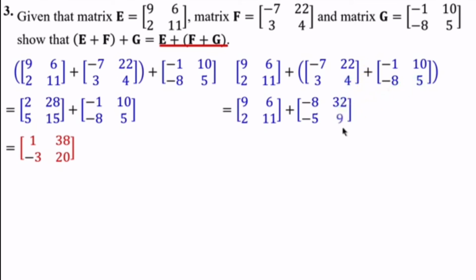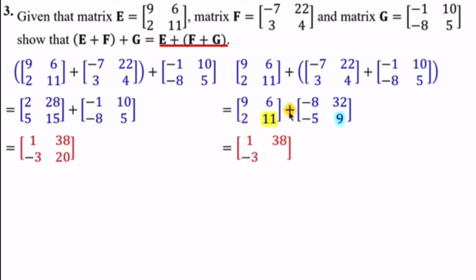Okay, so now we are going to add the two matrix. 9 minus 8, right, which is 1. It's the same like just now, right? We are also having 1. And 6 plus 32, we have 38. We also getting the same like just now. And 2 plus negative 5, we will get negative 3, right? And then 11 plus 9, we get 20, right? 20.